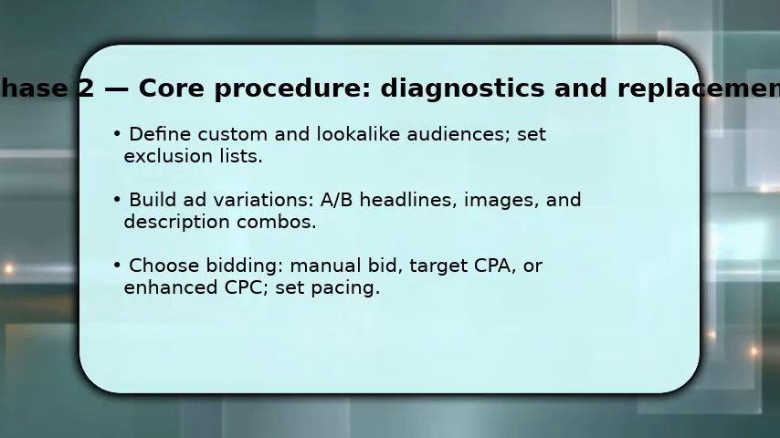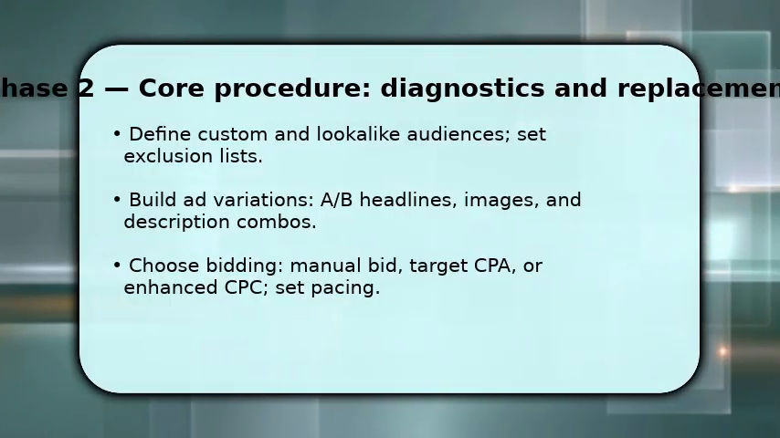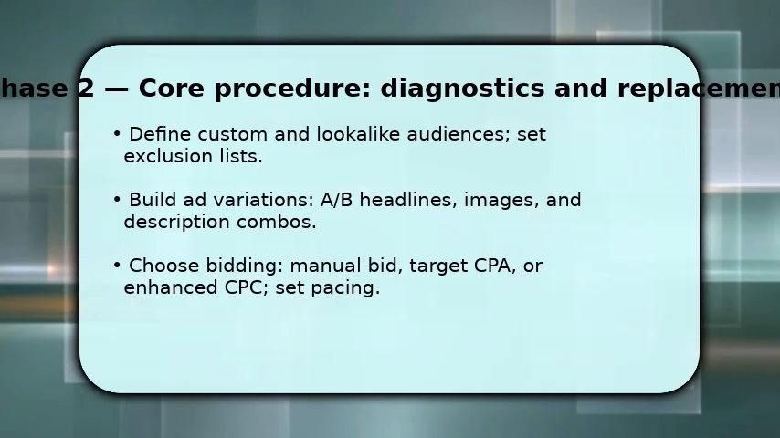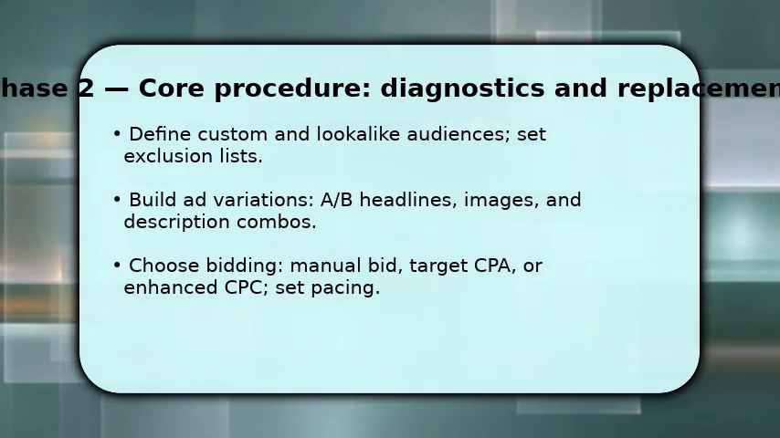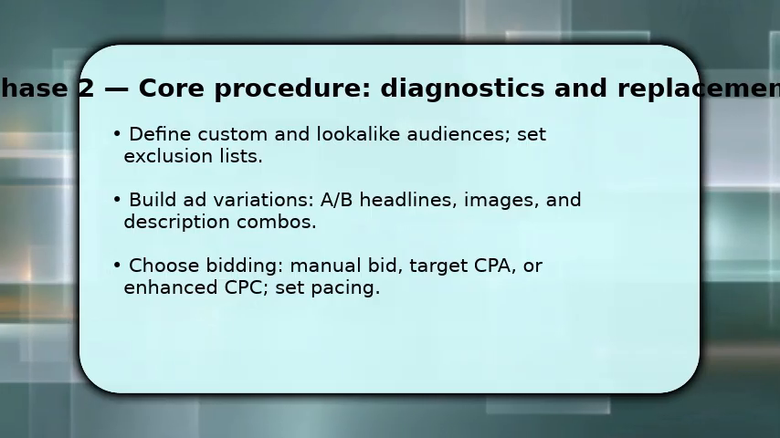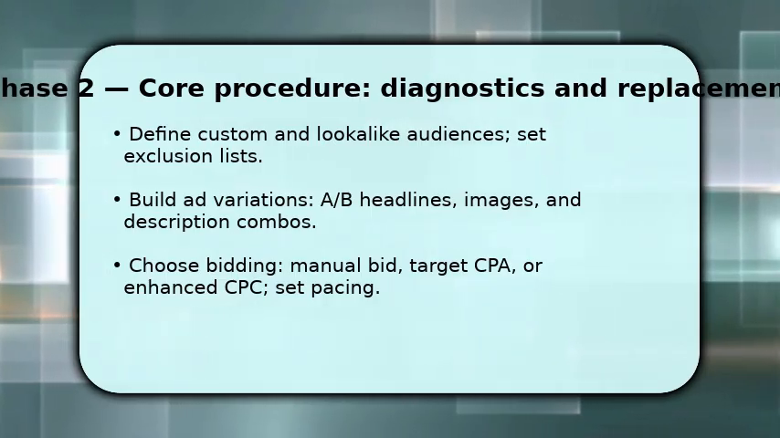You'll create target audiences now. Combine custom lists, website retargeting, and lookalikes while excluding converters to protect frequency. Then build at least 3 ad variations, swap headlines, images, and descriptions so the system can optimize.